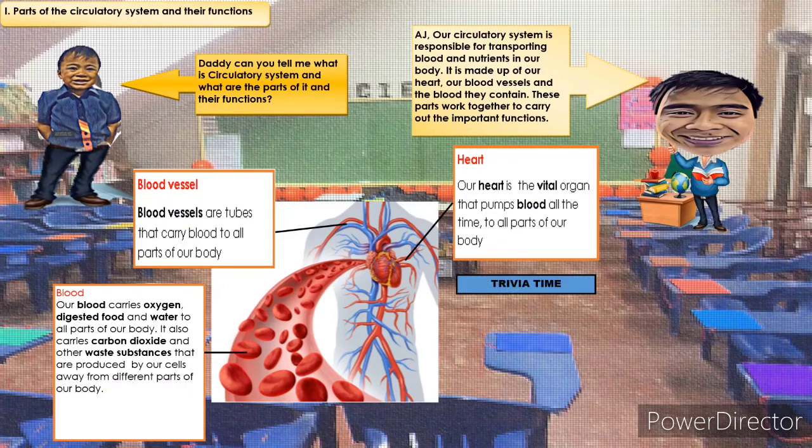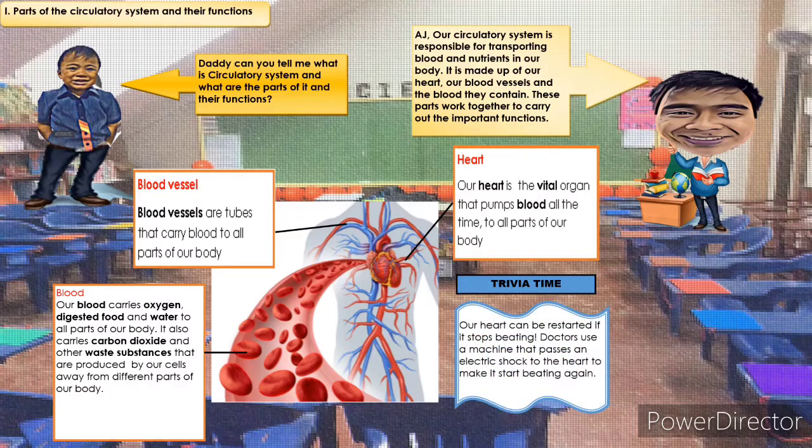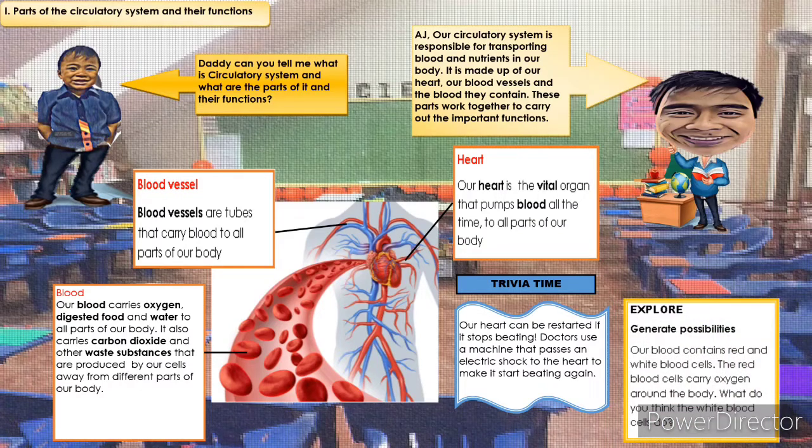Trivia time! Did you know that our heart can be restarted if it stops beating? Doctors use a machine that passes an electric shock to the heart to make it start beating again. Our blood contains red and white blood cells. The red blood cells carry oxygen around the body. What do you think the white blood cells do?